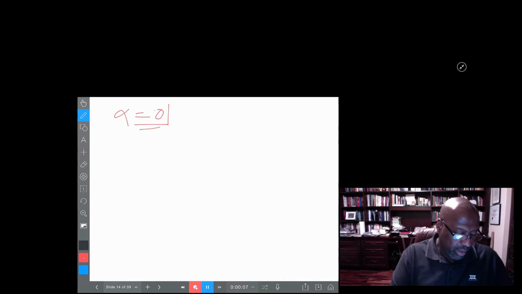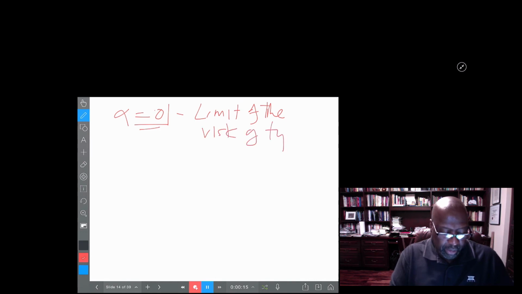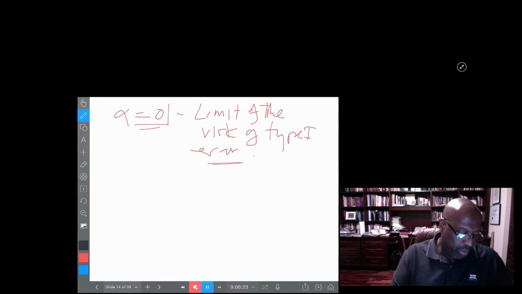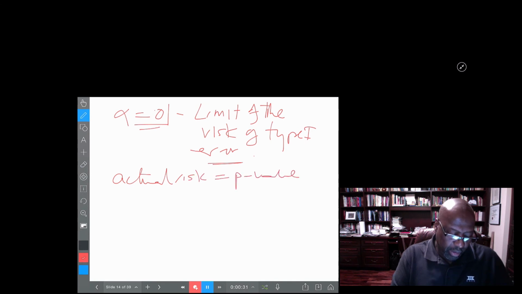But is that our real risk? So alpha, not 5%, sorry, 1%, 0.01. That is the limit of the risk of type 1 error. Okay? As a limit. But is that the risk we're actually taking? Answer is no. The risk we are actually taking, the actual risk, is your p-value. And in this case, the p-value is less than 0.001. So that's the risk that you're taking.